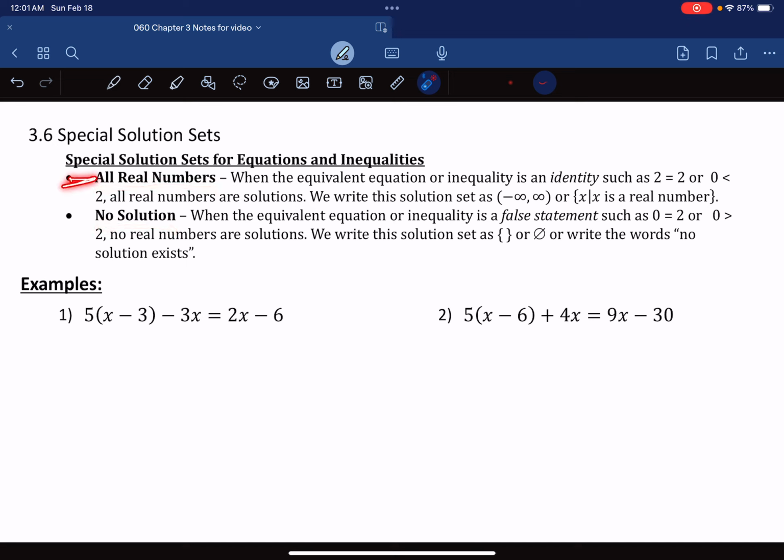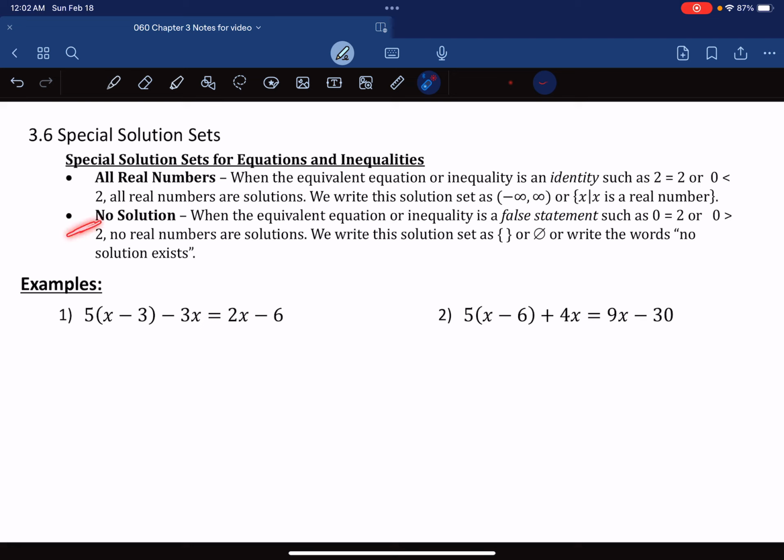All real numbers happens when you get an equivalent equation or inequality. That means that the left side and the right side are the same. Or for an inequality, it's essentially a true statement. So we have 0 is less than 2, which is true. And when that happens, you're going to have all real numbers as your solutions. Every number in the entire number system that is real will be true for that equation. You can plug any number in and it will work for that equation for that variable.